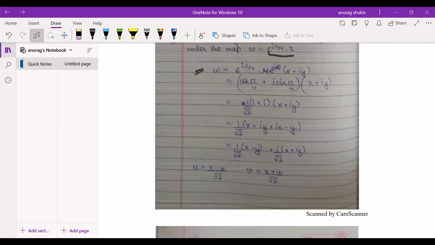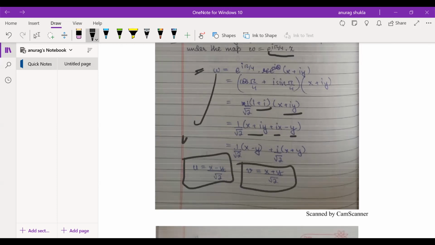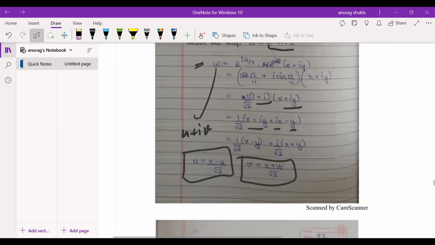e to the power i pi by 4, we can write by Euler's theorem: e to the power i theta is cos theta plus i sin theta. So (cos pi by 4 plus i sin pi by 4)(x plus iy). Cos pi by 4 is 1 by root 2, sin pi by 4 is 1 by root 2. I can take 1 by root 2 outside: (1 plus i)(x plus iy). Multiply these two factors, it will become x plus iy plus ix minus y. Collect the real and imaginary parts and compare with the real and imaginary parts of W. W is actually u plus iv. U is (x minus y) by root 2, v is (x plus y) by root 2.